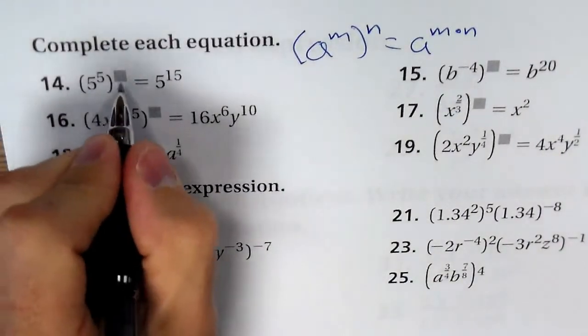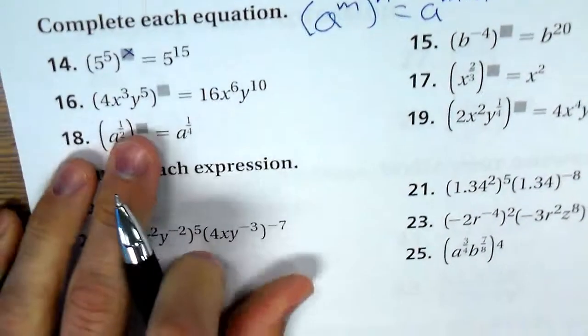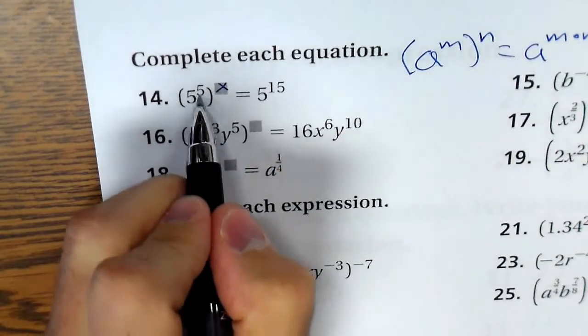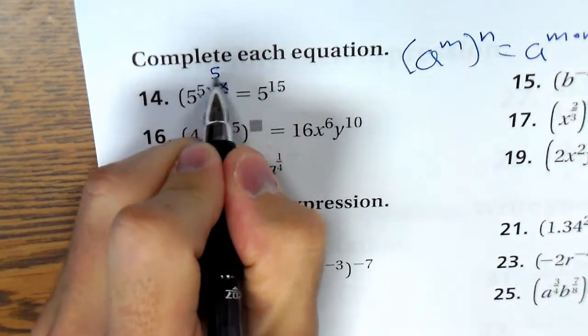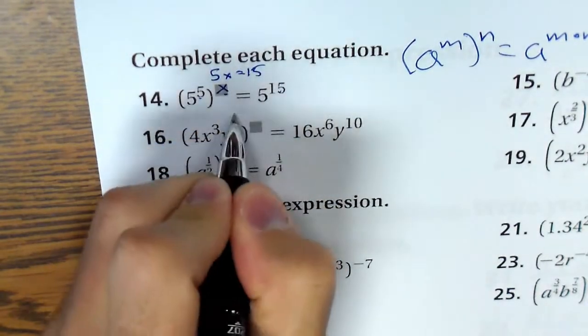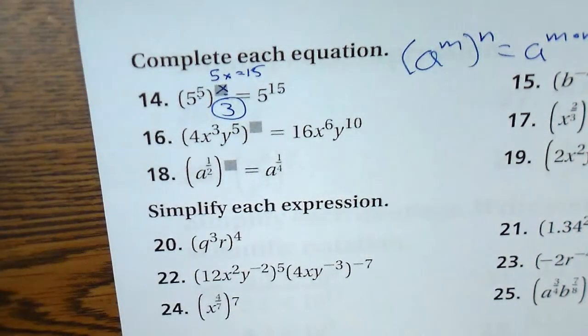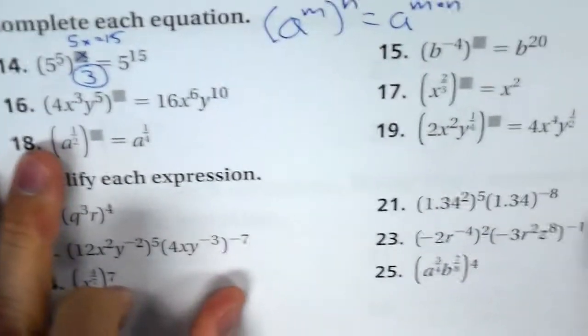So we're saying here, if we called this x, we're saying 5 times x equals 15. Well, we need x to be 3, so our answer is 3. So 5 to the 5th to the 3rd is 5 to the 15th.